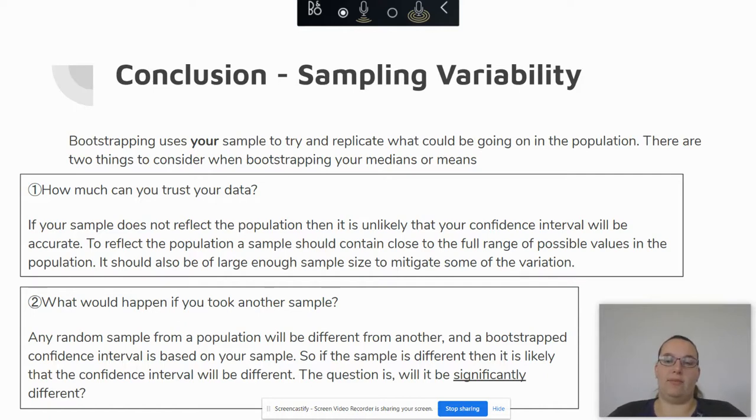This is sampling variability. Sampling variability must be discussed to pass the standard. If you do not have it, you will not be able to achieve. So make sure to discuss sampling variability after you've taken your bootstrapped confidence interval.